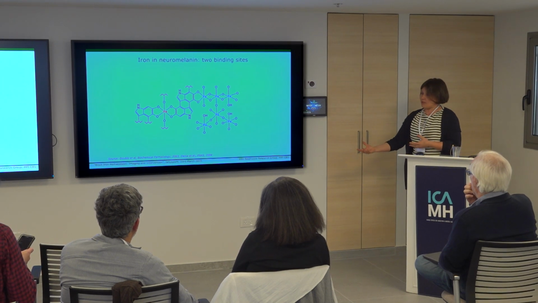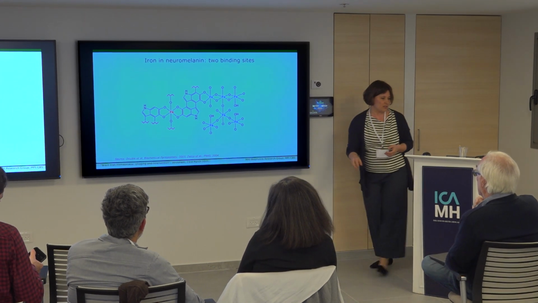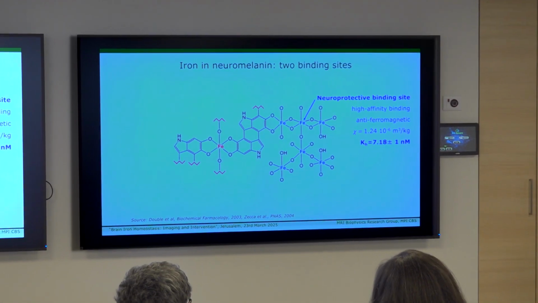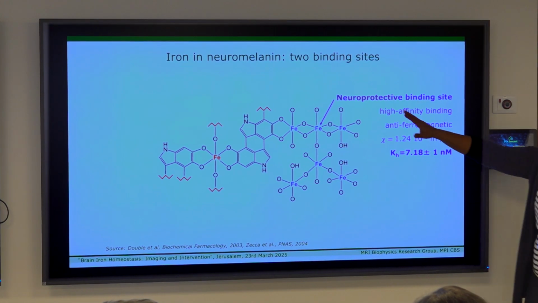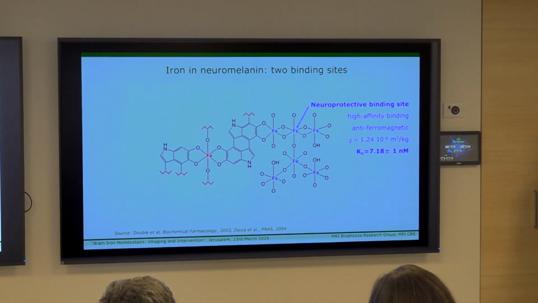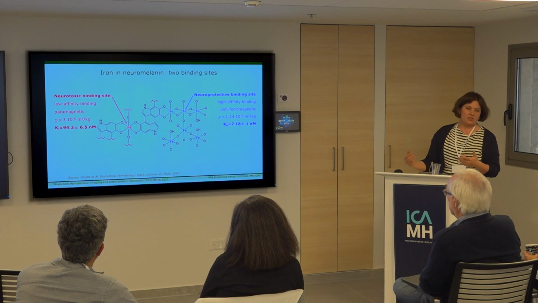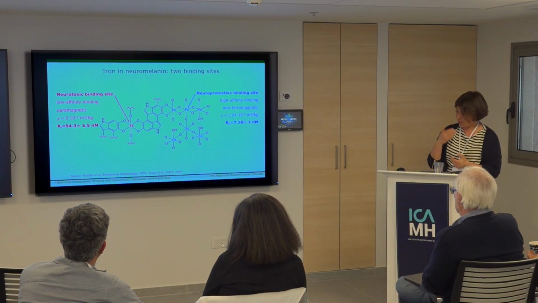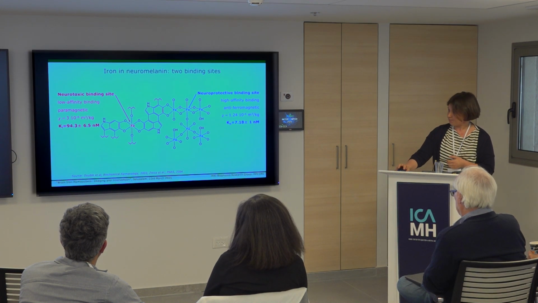So you can think about neuromelanin as a sponge, having at least two different places where the iron can be stored. And they are very different, first of all in terms of magnetic property, but also in terms of the dissociation constant. So this more neuroprotective binding site is antiferromagnetically coupled, very, very safely stored iron. And then there is the other one, which I called here neurotoxic because it's less bound, and it has a much higher magnetic property, which is interesting for MRI, but it also dissociates much more easily.